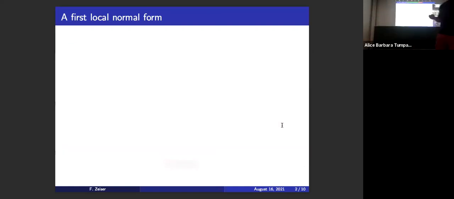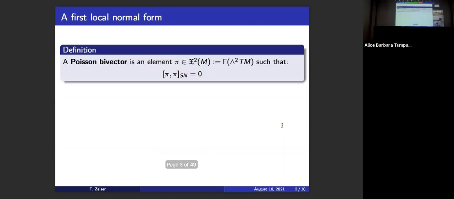Okay, I want to start with a very basic definition of a Poisson bivector. That is just a bivector field on a manifold. For me, a manifold is always a smooth, finite dimensional manifold. The Poisson condition is phrased in terms of the Schouten bracket of the bivector with itself being 0. And the question I want to tackle is that of a local normal form of the bivector.